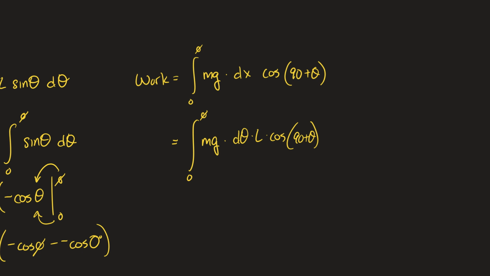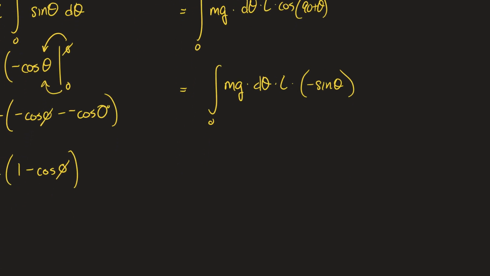It gives us the negative sign, which is valuable. So we have the integral of mg times d theta times L times negative sine theta. This is still from 0 to phi. I'm going to pull out all of the constants and reorganize: negative mgL from 0 to phi of sine theta d theta.